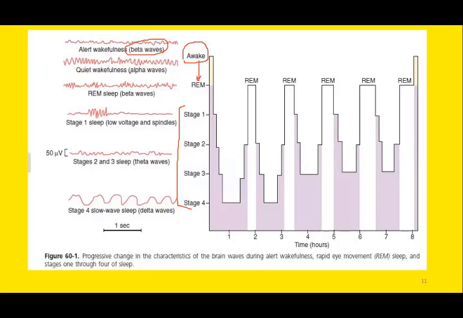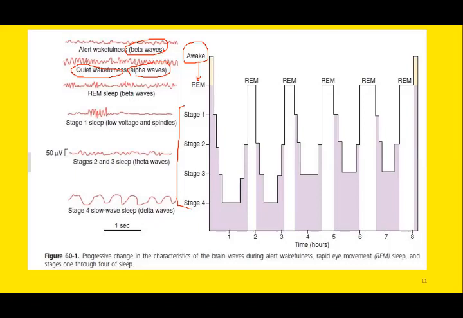And if we compare the beta waves with the alpha waves, here you can see the alpha waves are much stronger in amplitude or voltage, and there is a particular rhythm to it. And these alpha waves are observed in a person who is awake but quiet. So during quiet, calm, resting state of wakefulness, alpha waves are observed.